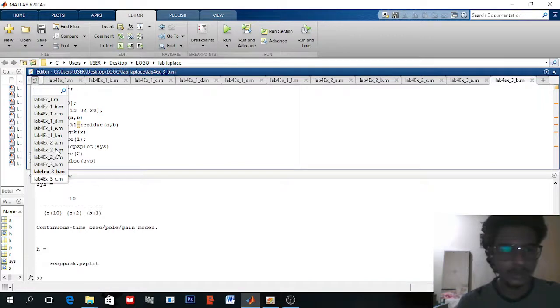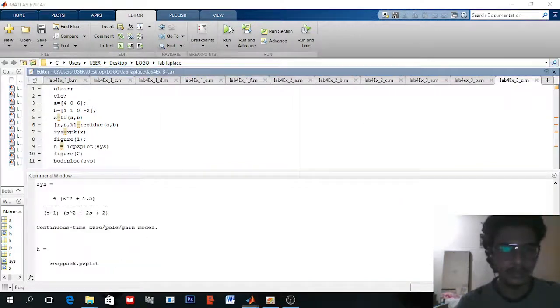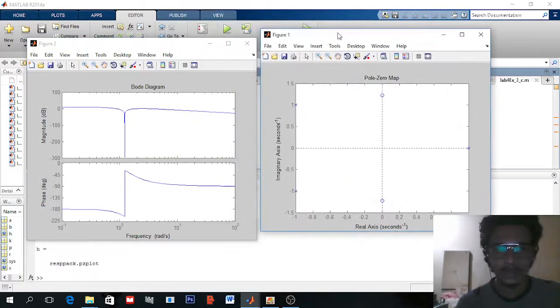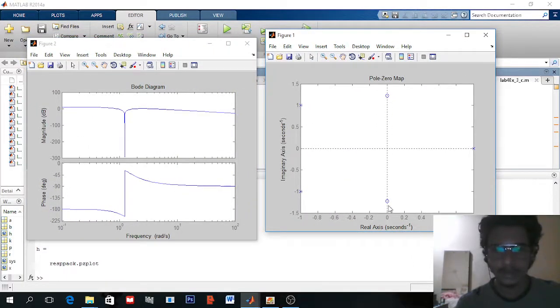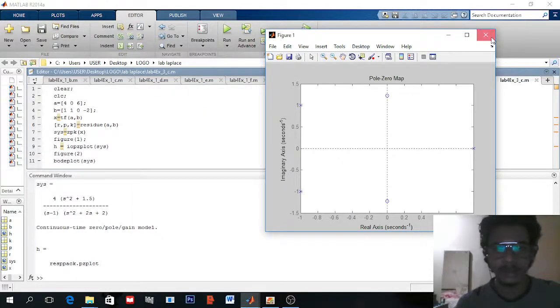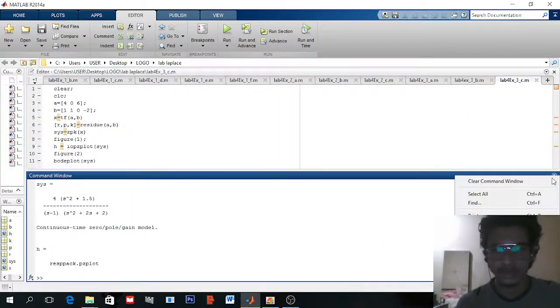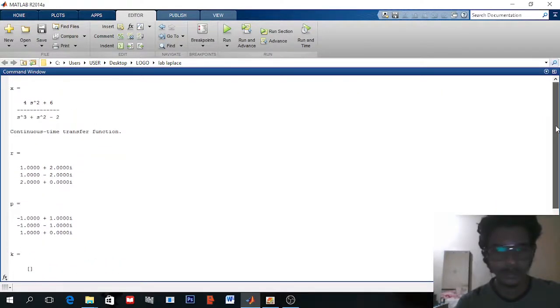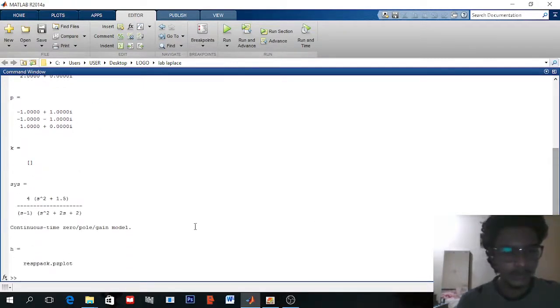For 3C, these are the diagrams for 3C. As you can see the circles and also the crosses for zeros and poles, and the Bode diagram here. So the result is here.